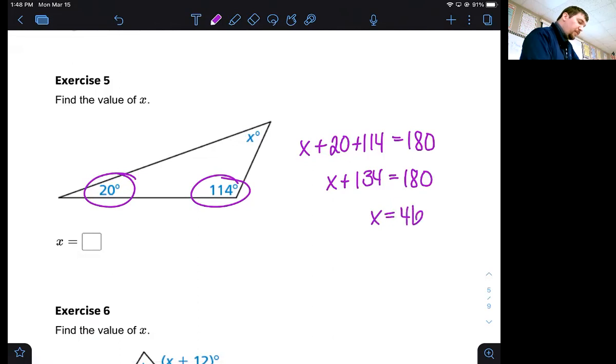Okay. Now we're just going to put 46, x equals 46. Notice it said find the value of x. It didn't say find the measure of the missing angle. Do you see the difference? When it says measure, it's looking for degrees.